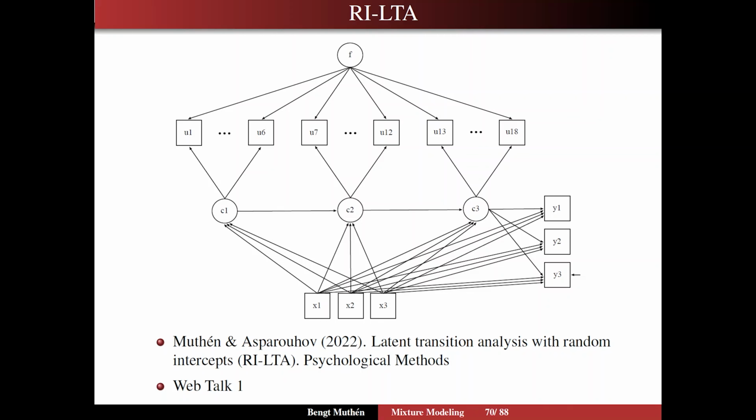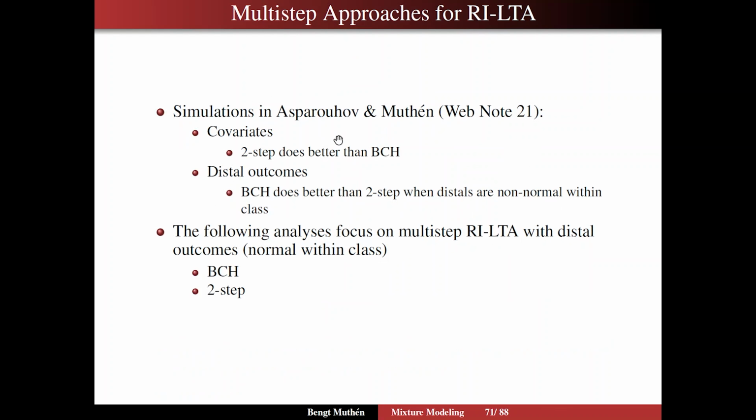We're going to take a look at BCH and 2-step approaches for RI-LTA. Now, regarding multi-step approaches to RI-LTA, relatively little has been done to date. We have Web Note 21, where Tihomir did some simulations for both covariates and distal outcomes. For covariates, he found that 2-step does better than BCH. And for distal outcomes, he found that BCH does better than 2-step when distals are non-normal within class. So that issue comes back that we discussed before.